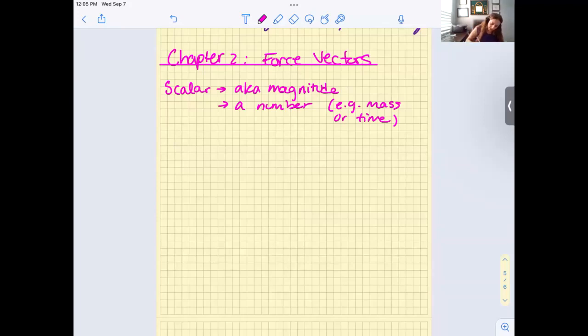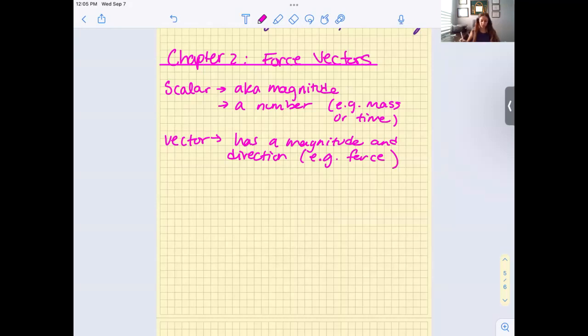Now, by contrast, if I had a vector, then that vector has a magnitude, but it also has a direction. So that's something like a force. So the force cannot just be a number, but it's also what direction it's being applied.